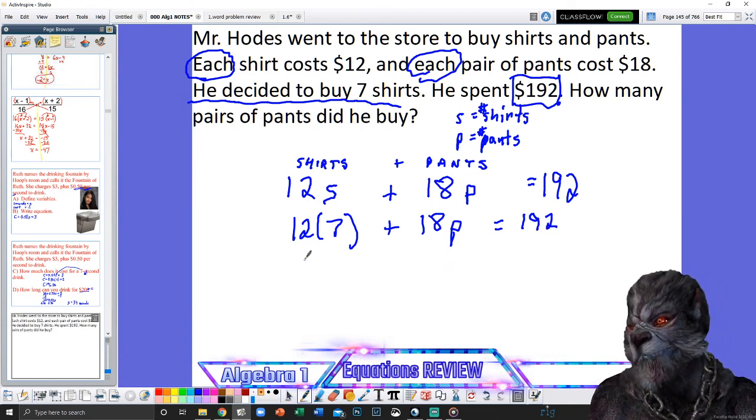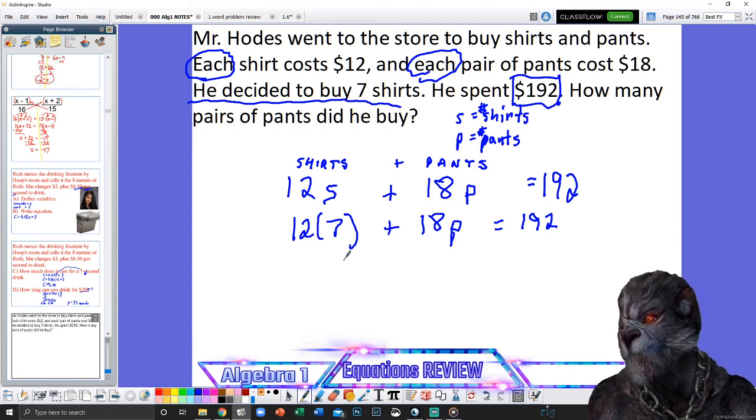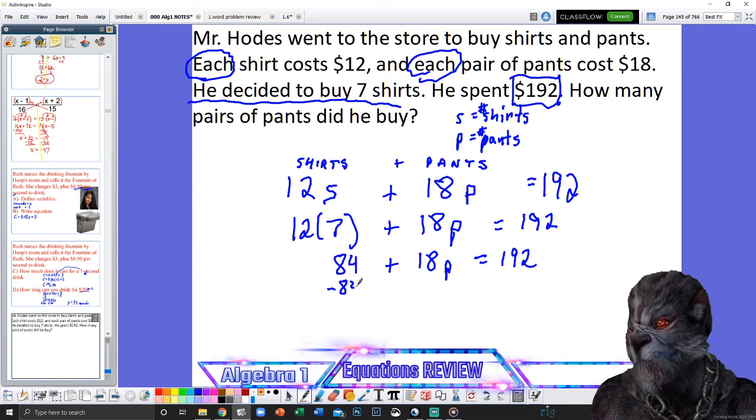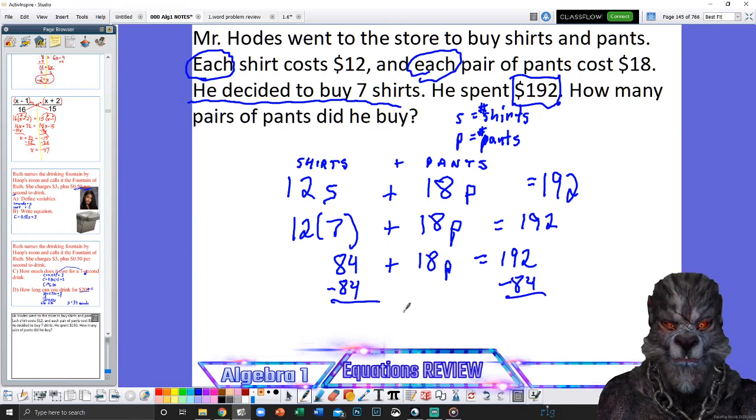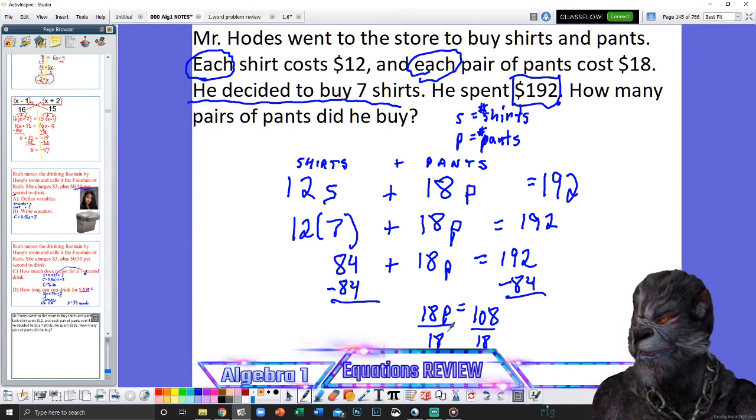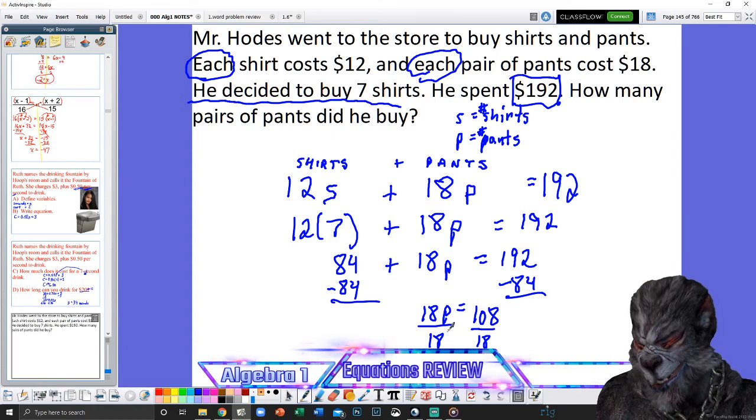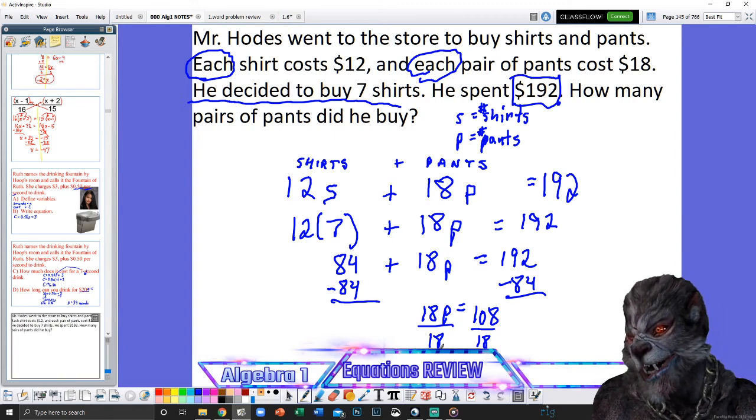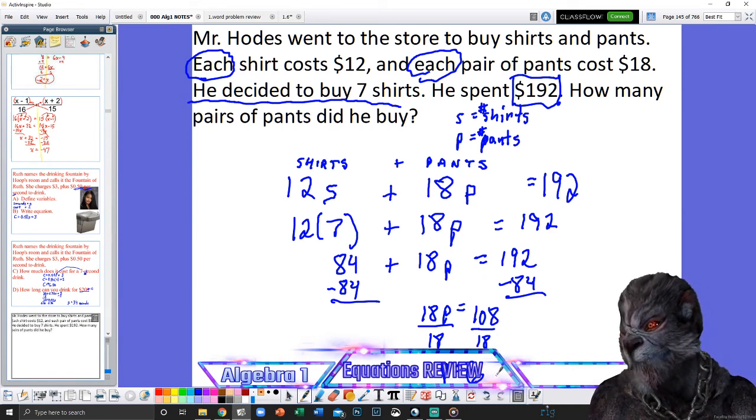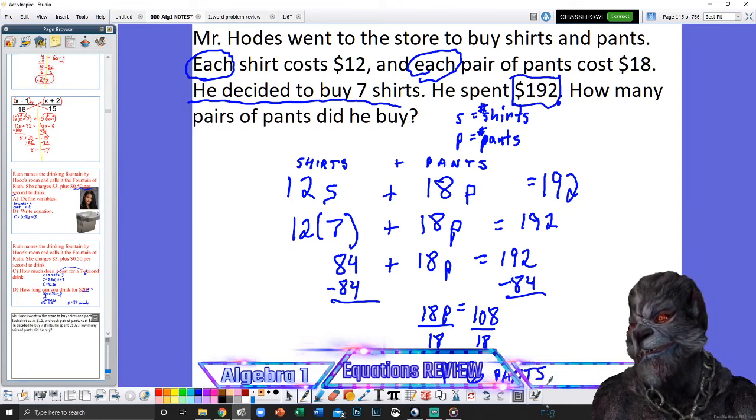Okay, now you're good to solve this. Go ahead, hit pause, solve it, and come back. All right, so you should have multiplied those first to give you 84. Then subtract 84 from both sides. I have 18p equals, let's see, 108. Divide both sides by 18. Oh no, I'm going to need my calculator. 108 divided by 18 gives me 6. When you have all of these ugly numbers and you get a pretty number like 6, that's a good sign. So the question asked, how many pairs of pants did he buy? P stood for pants. So Mr. Hodes got 6 pairs of pants.